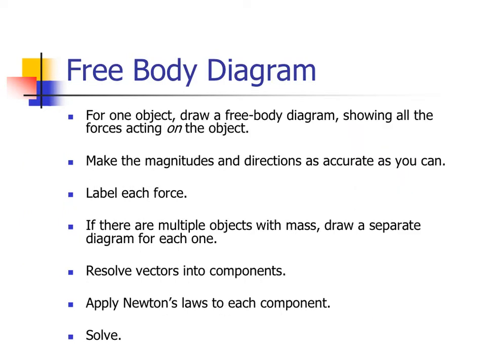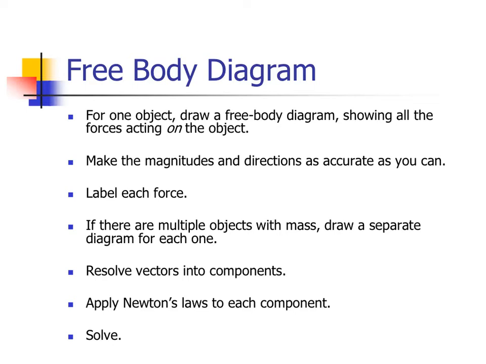So, a step-by-step process with these is, for one object, draw a free body diagram showing all the forces acting on it. You try to make the magnitudes and the directions as accurate as you can. Again, one of the key things that we've always talked about is, when in doubt, draw it out. Free body diagrams get into that same idea of, I don't know if this object is moving or not, or what if all the forces are balanced. Well, when in doubt, draw it out.